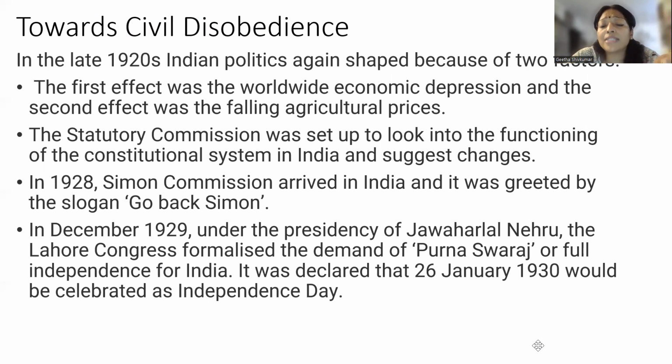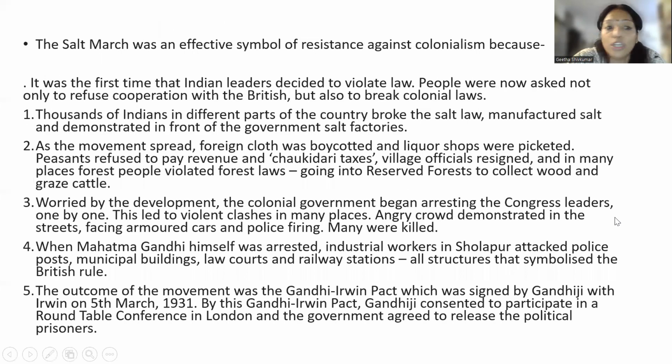What was the reason? When the Simon Commission was formed, they agreed that there would be some policy change in the country. But there was not even a single Indian member who was part of the Simon Commission. That's the reason when Simon arrived in India, it was greeted with the slogan, "Go back, Simon." And in December 1929, in the Lahore session, the Congress passed under the presidency of Jawaharlal Nehru that from 26 January 1930 afterwards, every year 26 January will be celebrated as Independence Day. So that is the importance of Purna Swaraj.